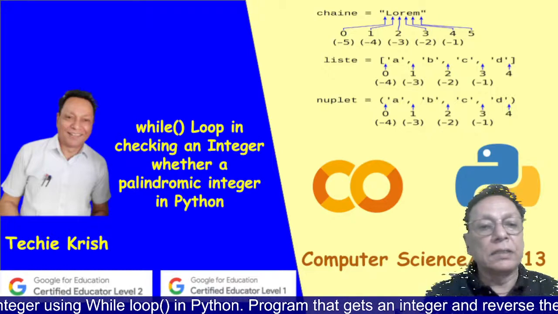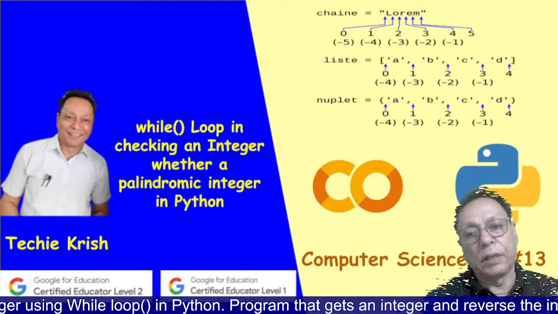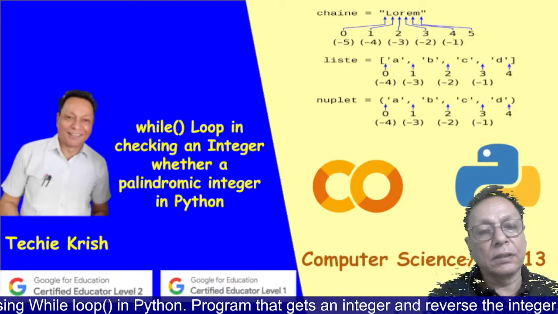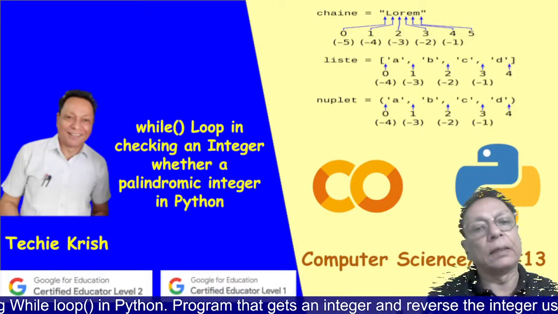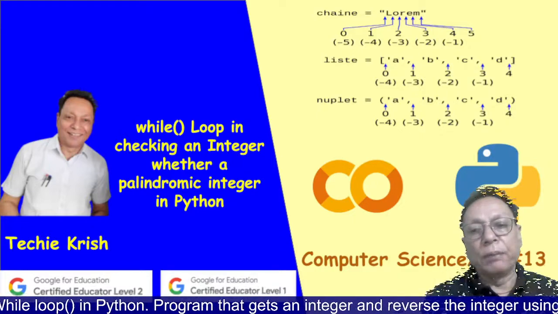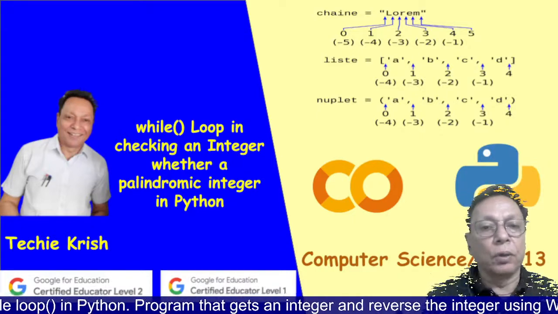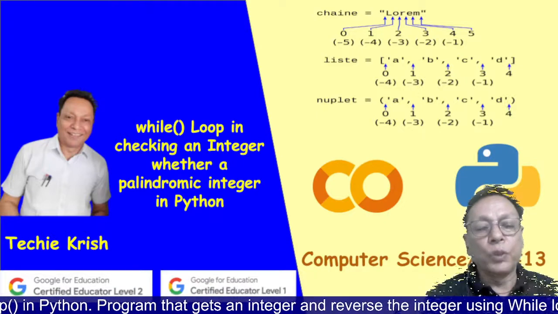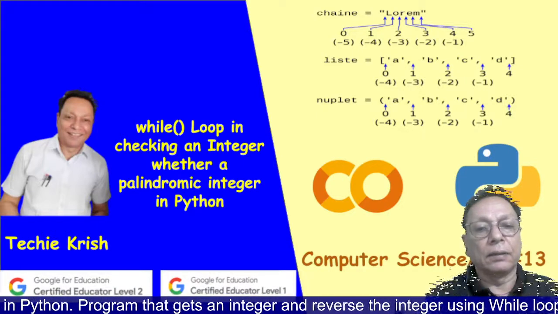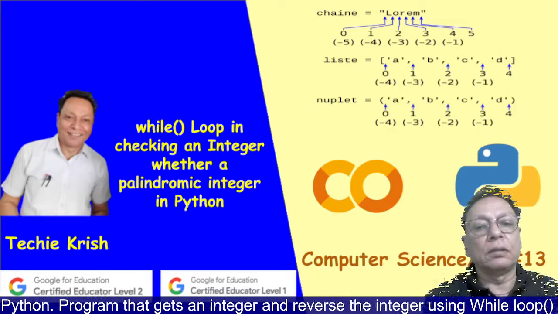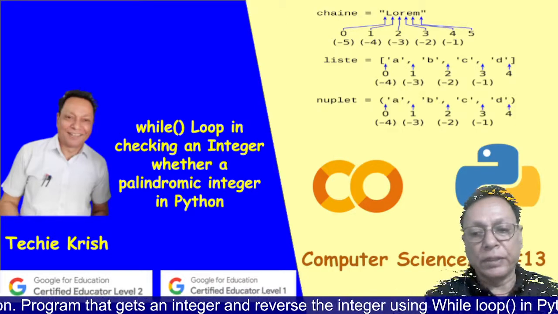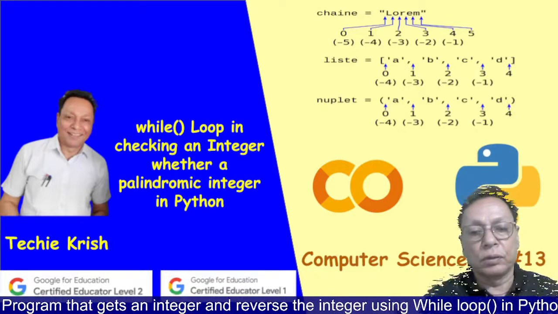We have already discussed how to apply loops in Python, and we also discussed the while loop in Python. This time I am going to demonstrate a program which takes an integer and checks whether this integer is palindromic or not. So without wasting time, we move to our Python.